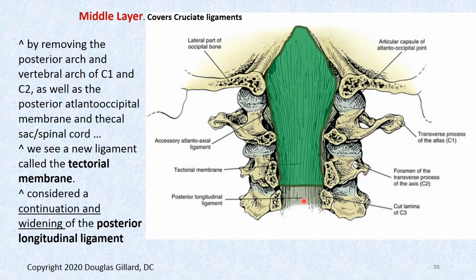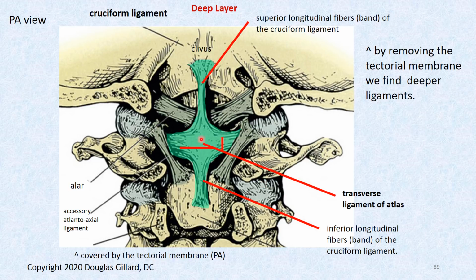Just an extension of the posterior longitudinal ligament. We've already talked about the cruciform ligaments and how important they are. I even drew the transverse ligament for you. But there it is. The transverse ligament of atlas is a member of the cruciform ligaments. Cruciform ligaments include some superior longitudinal fibers or band that runs up to the clivus past the foramen magnum. And we have some inferior fibers as well that run down.